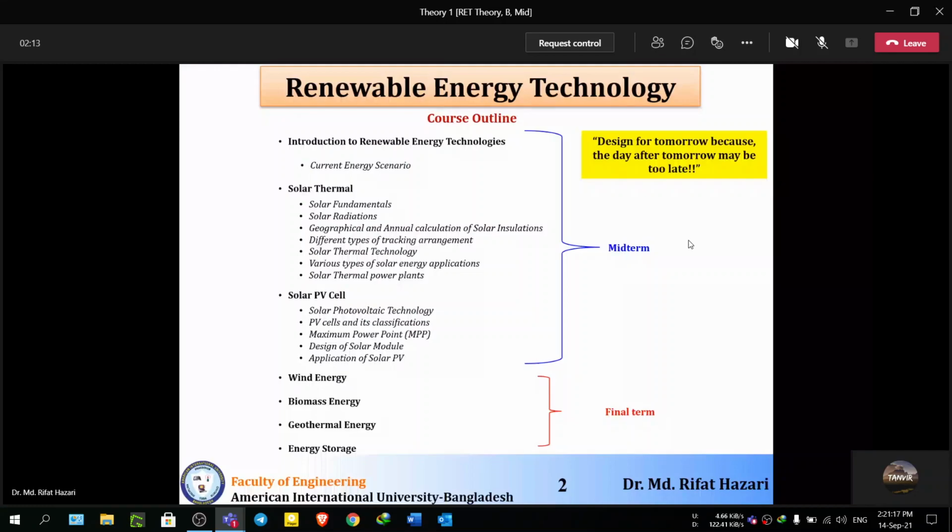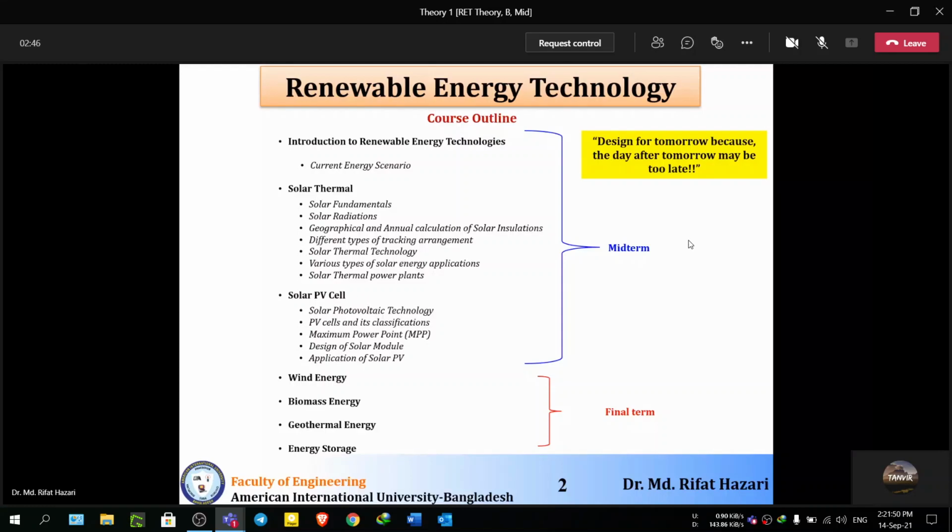Maximum power point tracking, this topic I will start in final term, the first day of final term. Also you will learn how to design the solar modules and also the applications. Well, you already know the applications of solar PV system, so we will discuss all of these factors. And also we will discuss the losses of PV system. What are the losses, and how much percentage of losses you will get in the PV system. So you will learn all of this.